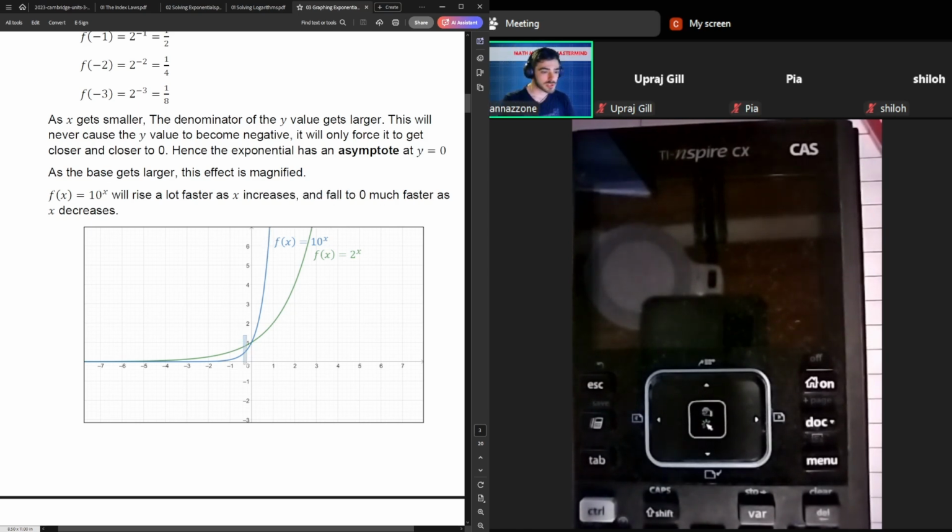But it also comes at the side effect of a dramatic decrease on the negative side, because now you've got 1 divided by 100 versus 1 divided by 4.